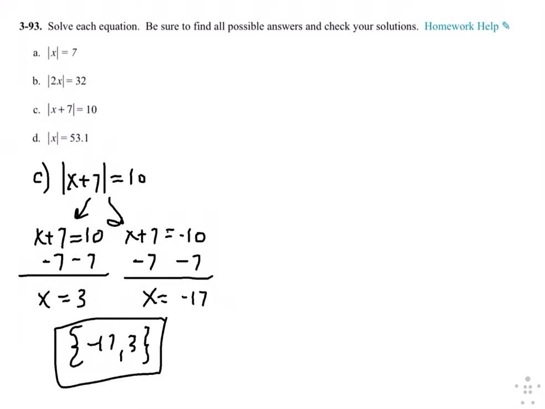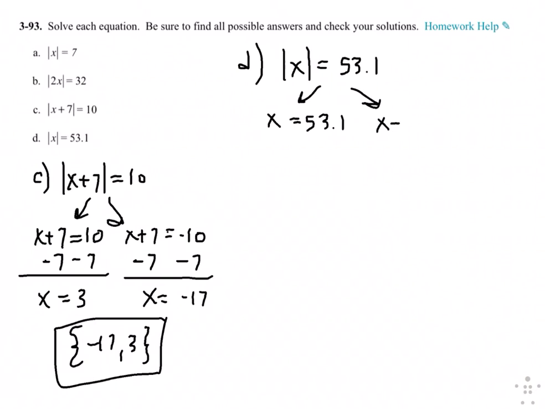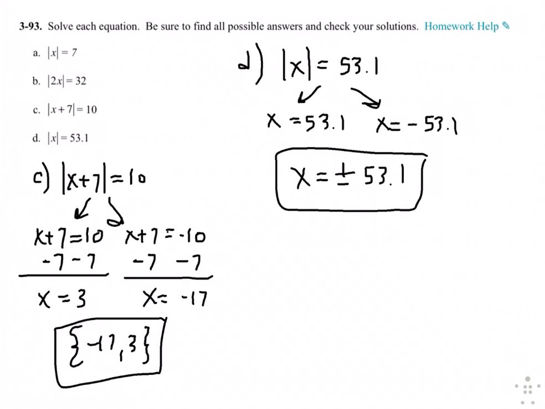And D, we have the absolute value of x equals 53.1. These you shouldn't even have to do any work for, right? So x equals 53.1, and the other one is x equals negative 53.1. So you would write your answer as x equals plus or minus 53.1. And we're done those.